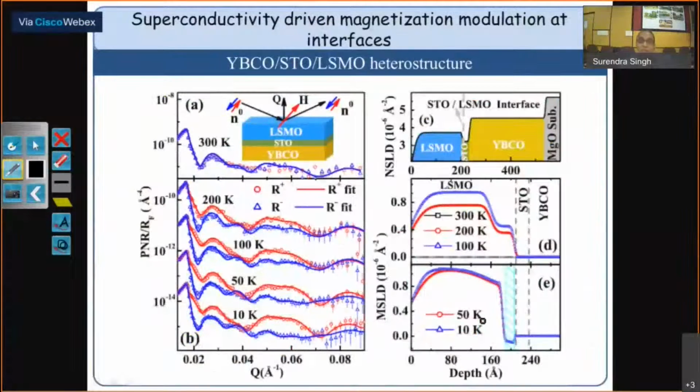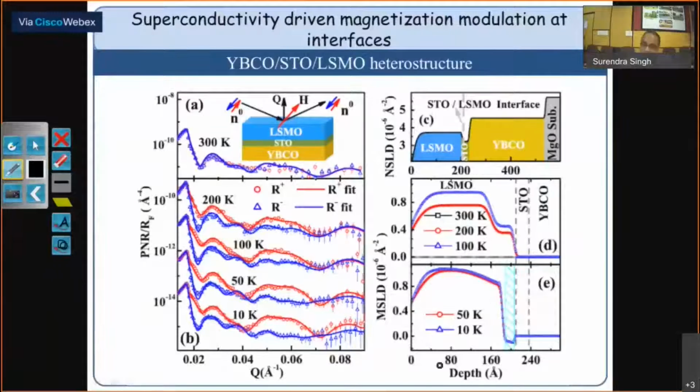Same thing we did with LSMO, and again we did temperature dependent reflectivity. We found that below the superconducting transition, at 50K and 10K, we have this negative magnetization here. Instead of a magnetic dead layer, we have antiferromagnetic coupling. I mean, the magnetization is opposite to the rest of the LSMO layer.